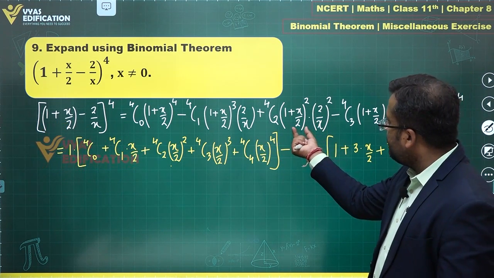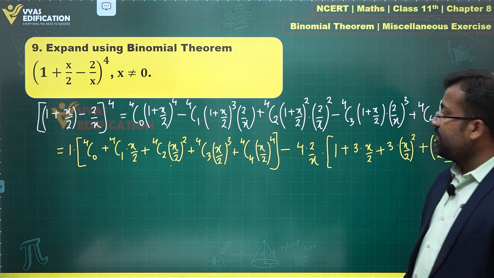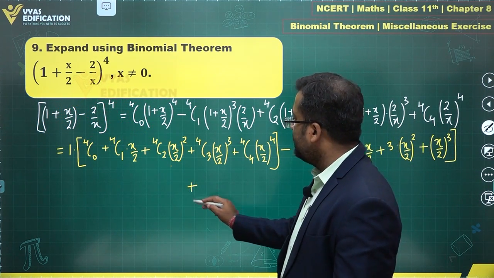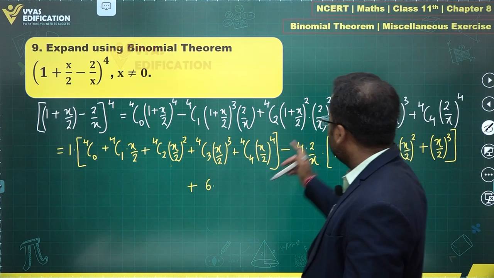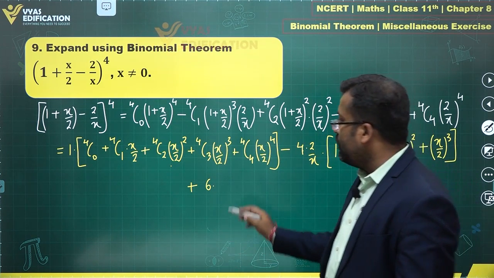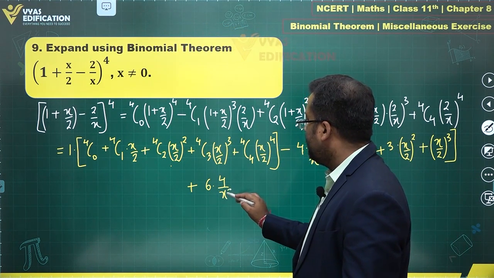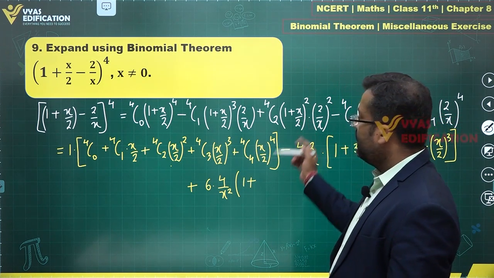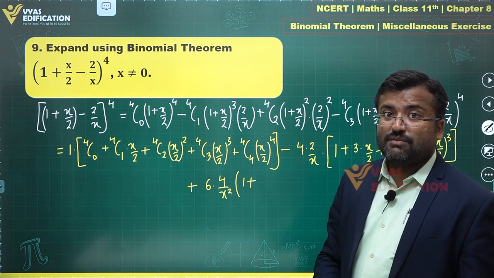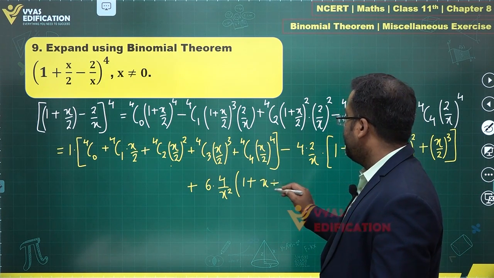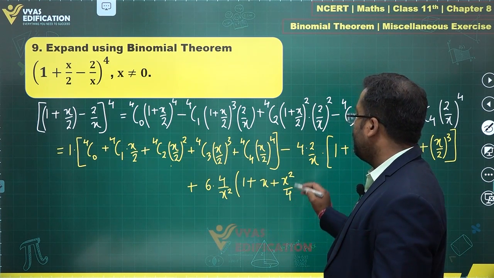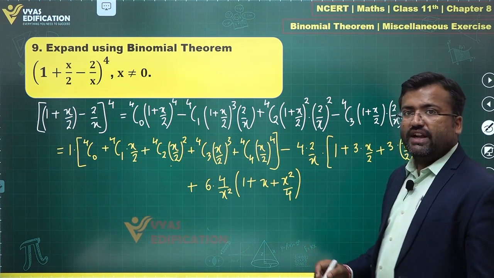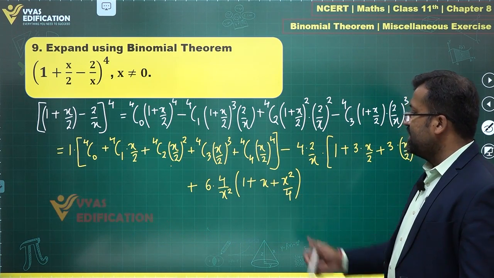The third term has 1 plus x by 2 whole square. We'll have to expand that as well. So let's focus on the third term now. 4c2 is 6. This 2 by x whole square is actually 4 by x square, and 1 plus x by 2 whole square will be 1 plus 2 times 1 times x by 2, that is x, plus x square upon 4. This is x by 2 whole square, right? a square plus 2ab plus b square.